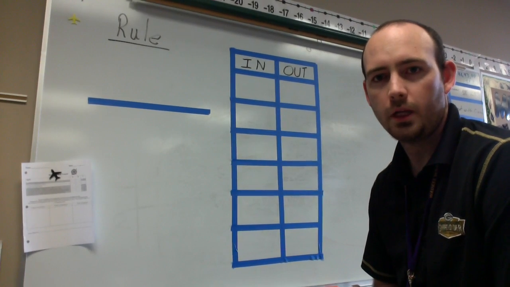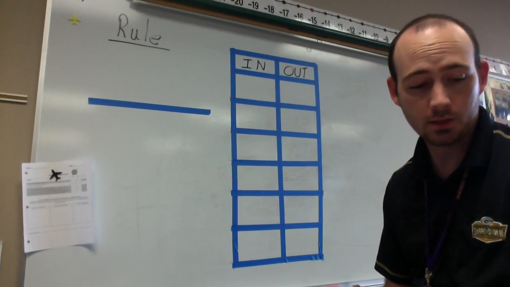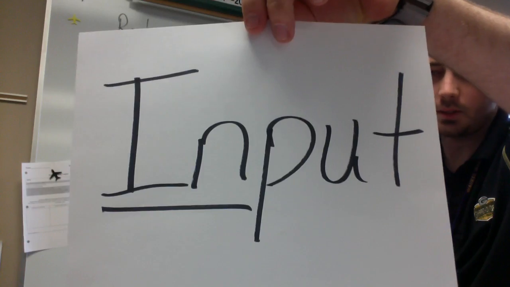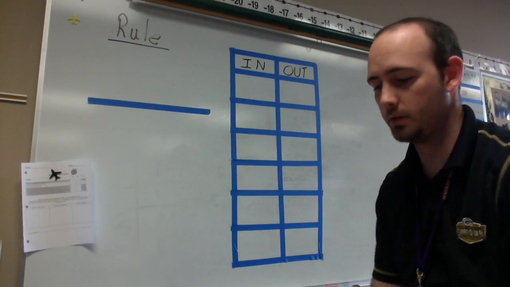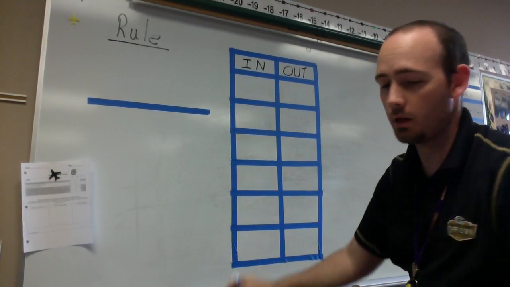Hey guys, today we are looking at what's my rule. So we're going to use something called a function machine that looks like this. An important word that we're going to need to know is the word input. You can see I have the two letters IN underlined on input, so that is the in. That is what we are putting into our machine, so that is going to be this column right here.